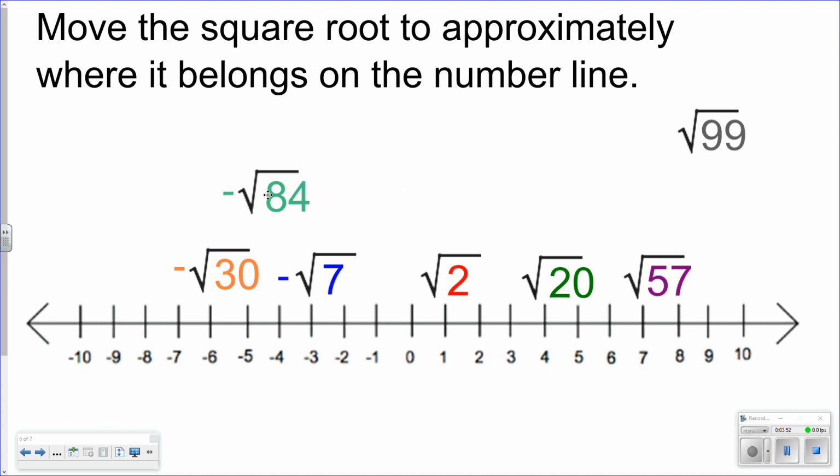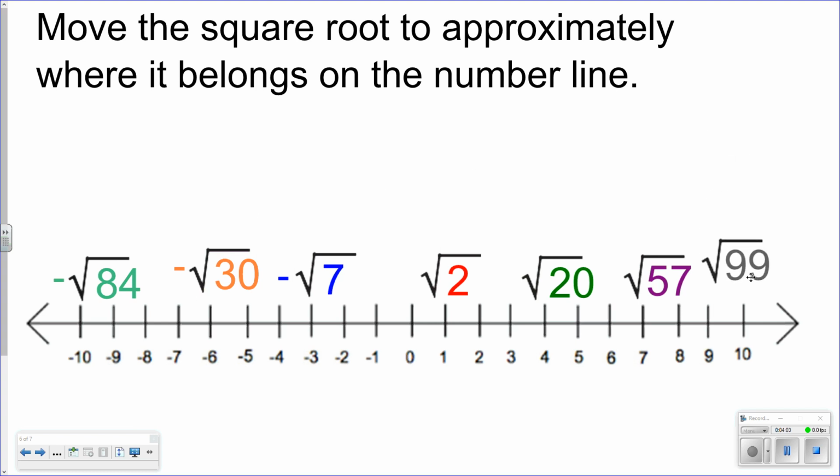Negative square root of 84, that's going to be over here because it's between the 9 and 10, but closer to the 9. And then the square root of 99 is almost the perfect square of 100, so I'm going to put it right there between the 9 and 10, but closer to 10.